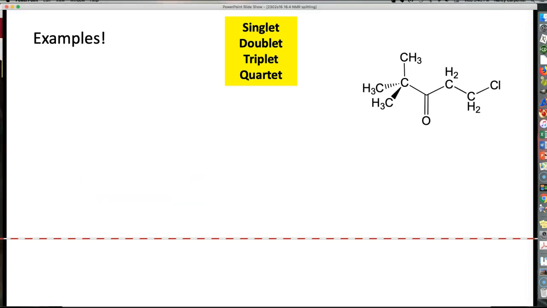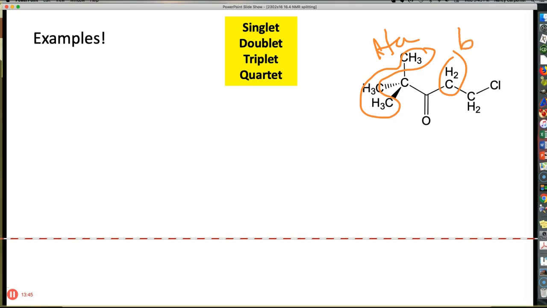Alright, how about this guy? Moving a little bit more quickly here so this doesn't last 4 hours. We have H sub A here, H sub B, H sub C, 3 different signals. H sub A has how many neighboring hydrogens? Well, I got nothing. There are no hydrogens on that next door neighbor. So H sub A is going to show up as a singlet, probably right around 1 part per million. H sub B, how many next door neighbors does it have? Well, it's got none here, but it has 2 there. So 2 plus 1 equals 3. H sub B is going to show up as a triplet, and that triplet should be down around 2.3 parts per million. I'll put it up here.